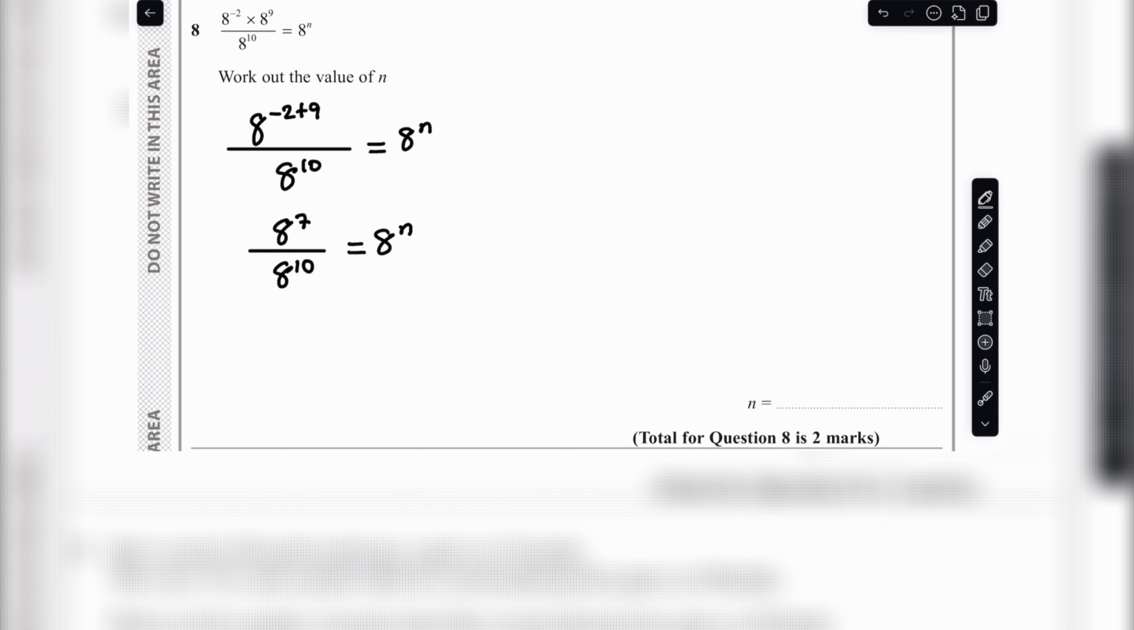And whenever you divide two indices with the same base, you have to subtract their powers, so we can simply write this as 8 to the power of 7 minus 10 and set that equal to 8 to the power of n. And for both sides of this equation to be equal, their powers must be the same, so 7 minus 10 equals n, therefore n equals minus 3.